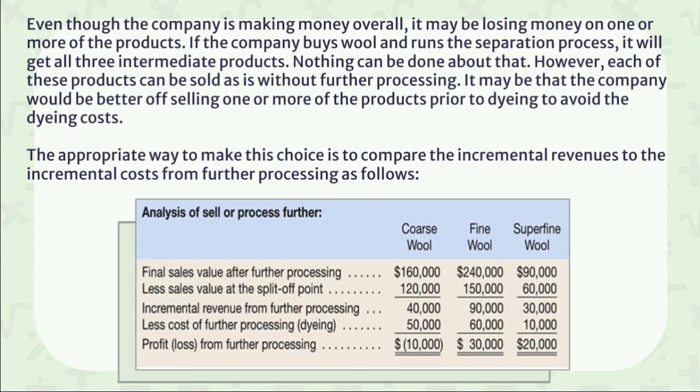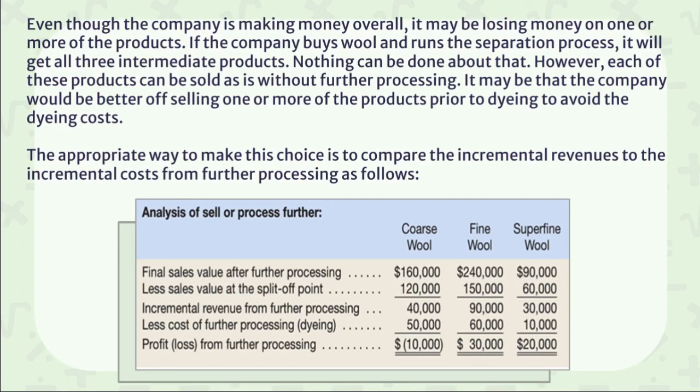It may be that the company would be better off selling one or more of the products prior to dyeing to avoid dyeing costs. The appropriate way to make this choice is to compare the incremental revenues to the incremental cost from further processing as follows. So this is an analysis of sell or process further.